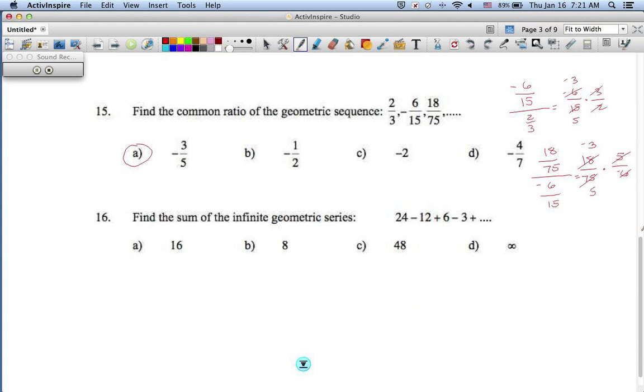And the last one on the page, number 16. We're looking at the pattern here. Looks like we're cutting in half, but the signs are changing, so we're actually multiplying by negative 1/2. So our ratio is negative 1/2.